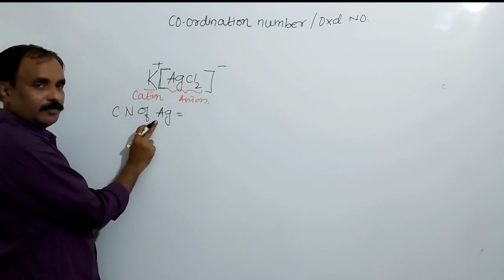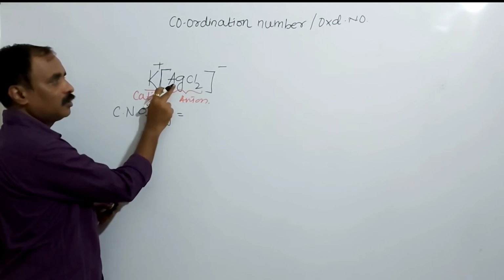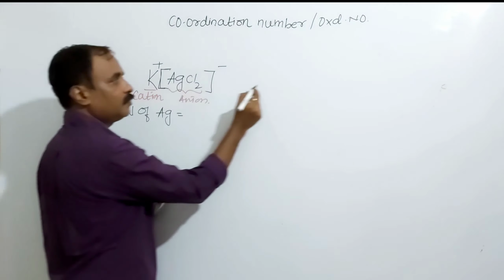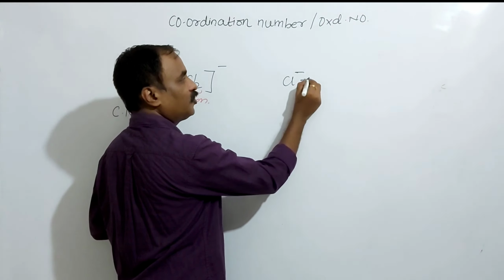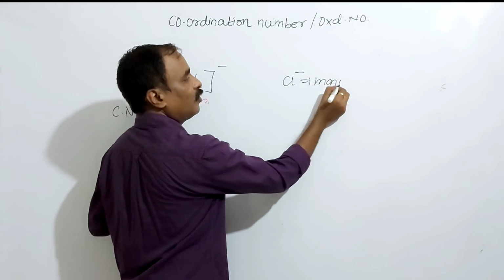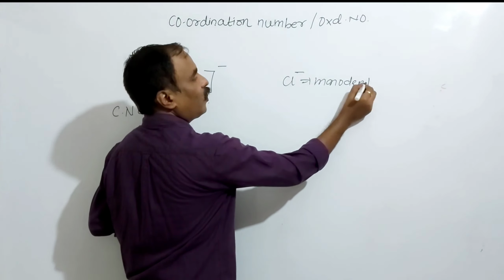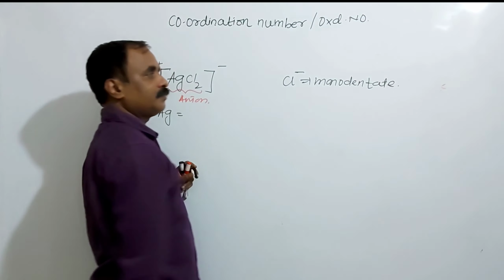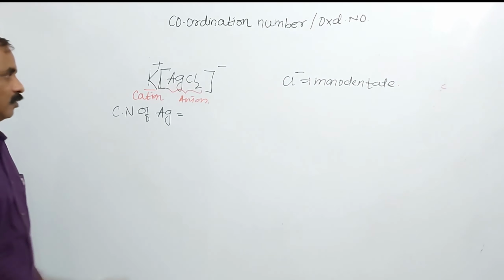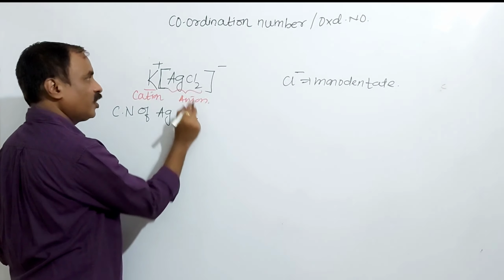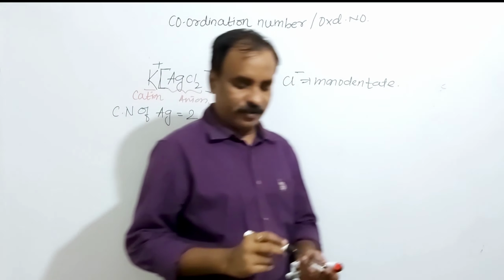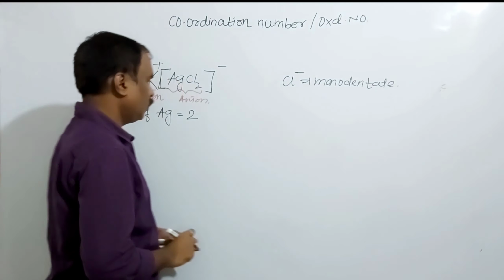Coordination number of silver. Here the ligand is Cl minus. Ligand is what? Cl minus. And this is monodentate. We have taken this. Very simple. And the coordination number is 2 because only 2 ligands are there. Isn't it?